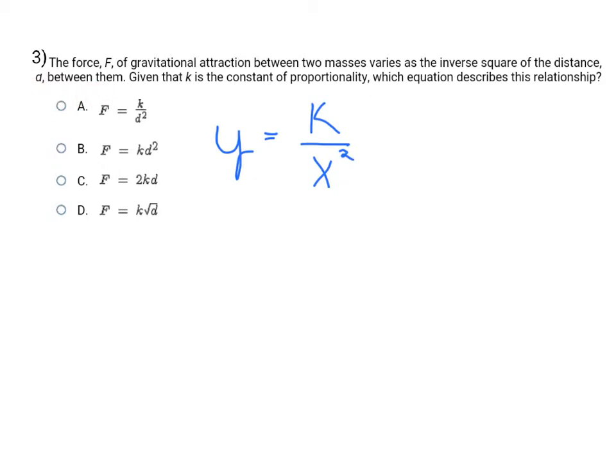So that means that instead of y, you're going to have F equals that constant k it talks about in the problem. And instead of x, our independent variable is d, so it's a d squared. So that's going to make my answer here A.